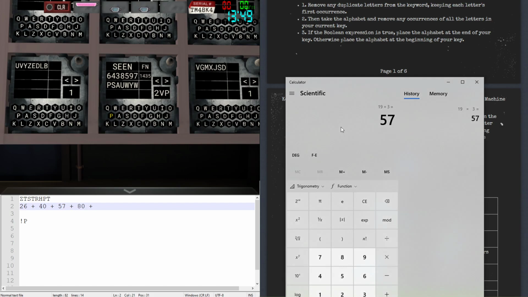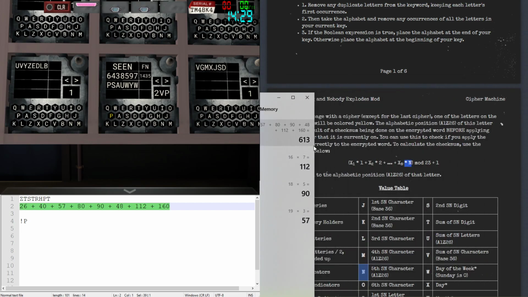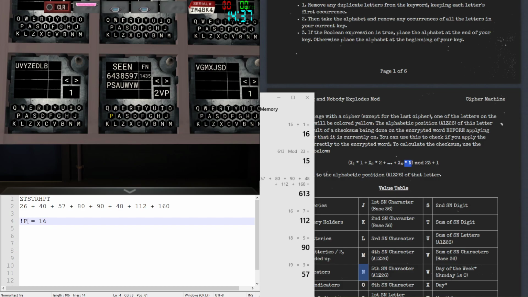Plus Romeo, which is 18, times 5 is 90. And then hotel, which is 8, times 6 is 48. Then we have Papa, which is 16 times 7, which is 112, plus 20 times 8, which is going to be 160. So 8 times 20 is only going to be 160. And then we can add all these up, take the modulo by 23, as you see here, and then plus 1. And you see here, it gives us 16, which does equal the alphabetic position of Papa. So that means we have done this step correctly.